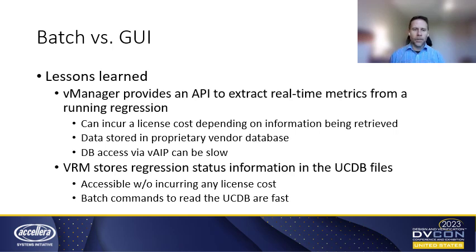Conversely, VRM stores regression data in the UCDB file, so it's continually merging the results into this global UCDB file. We then use VMS to periodically pull this file to gather information, metrics. And since this UCDB file is just sitting there on disk and it's a simple command to access it and pull what we need from it, response is pretty quick versus accessing a web server. So it's a little more efficient method for us. And there's also no license costs associated with reading the UCDB file.